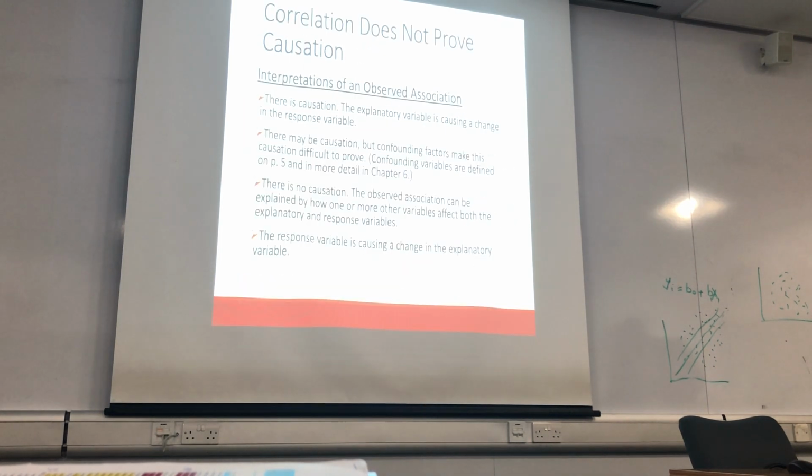Now, correlation does not mean causation. Causation is a serious issue when you say something causes something; we will talk about causation next year. There is causation when the explanatory factor is causing a change in the response variable. There may be causation, but confounding factors make this causation difficult to prove. Okay, we will talk about this. The causation part is extra that I included, it is in the book, but I will cover it next year. Okay, because there are confounding factors.